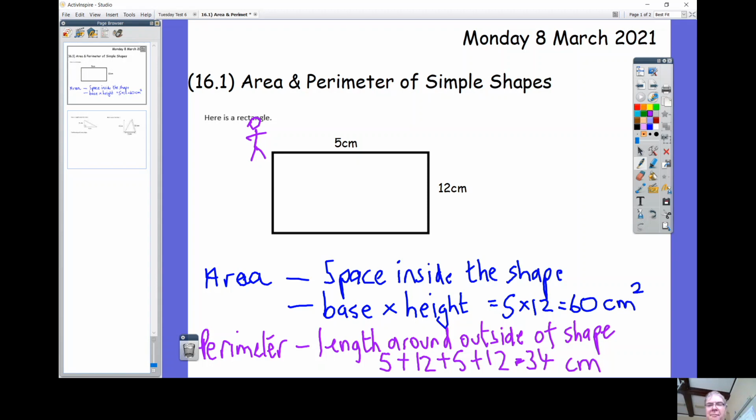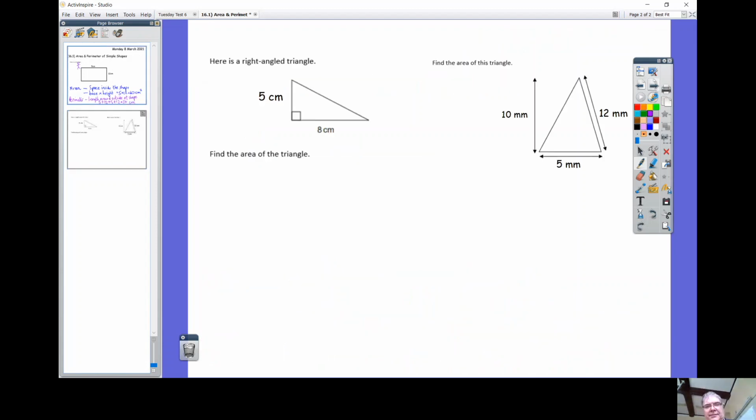So just a quick reminder about triangles. Here is a triangle, just before Charlie says it. Okay, so we're just focusing on the areas here. Obviously, perimeter, you still just run around the shape.